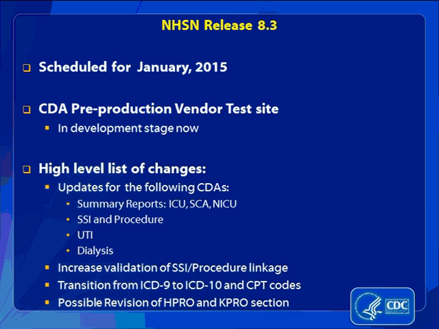In the January 2015 release, we are touching a fair number of CDA reports. The summary reports for ICU, SCI, and NICU are going to be updated. There are additional protocol changes for SSI and procedure. UTI is still on the R5. We'll be bringing that up to a new version with some protocol changes. And there are also some minor additions to the dialysis CDA. And we'll also touch on a few other changes not involving the IGs: validation of SSI procedure linkages, moving from ICD-9 to ICD-10 and CPT, and an update to the hip and knee replacement procedure sections.